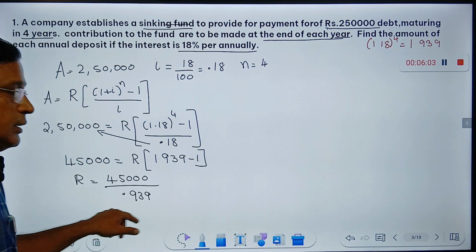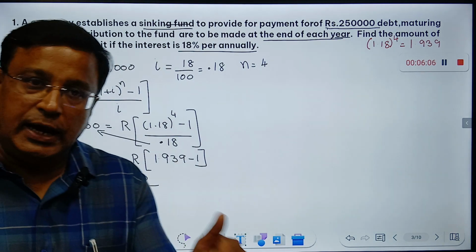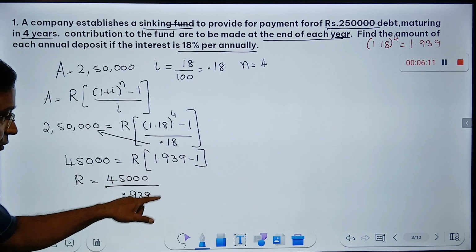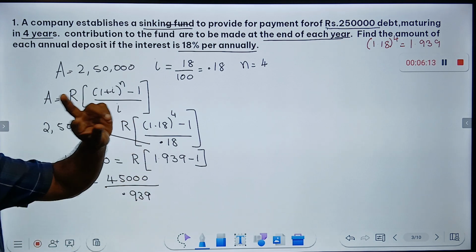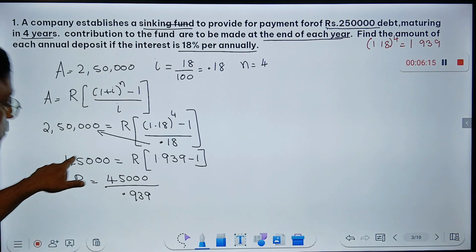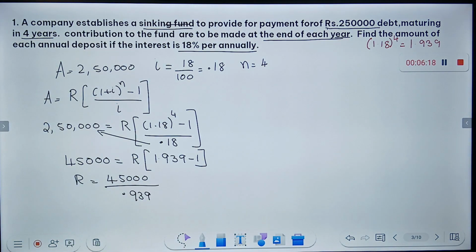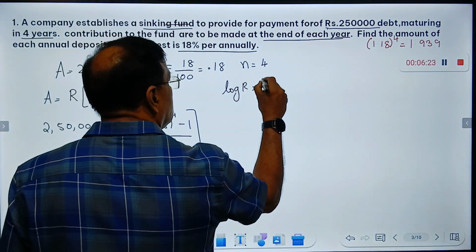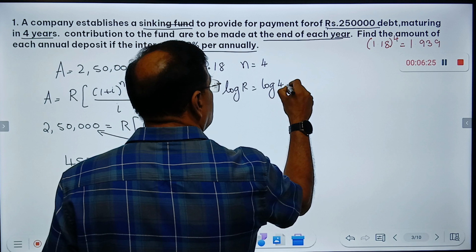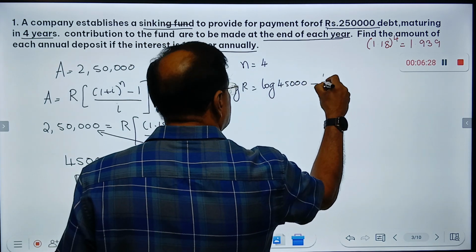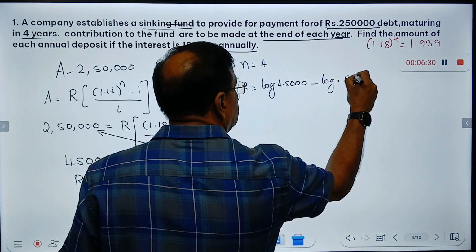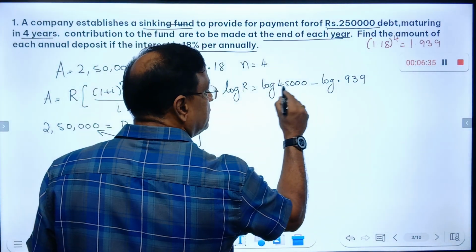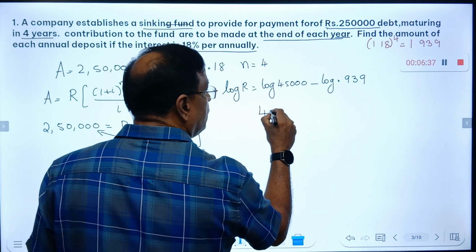If you click that video where I have talked about division hack, I have discussed the same problem. You can even do this without using logarithm. You can check that part. But the procedure is to use logarithm. Now how do I use logarithm? Log R equals log of 45,000 minus log of 0.939. Now it's a 5 places number, so the characteristic will be 4.